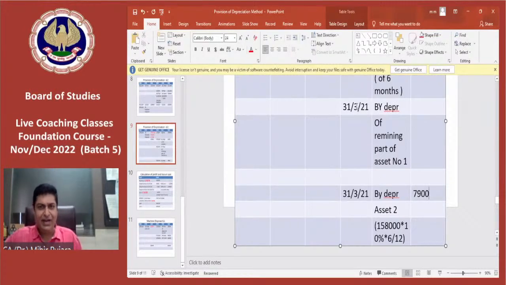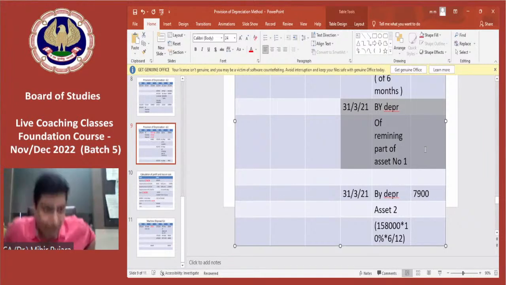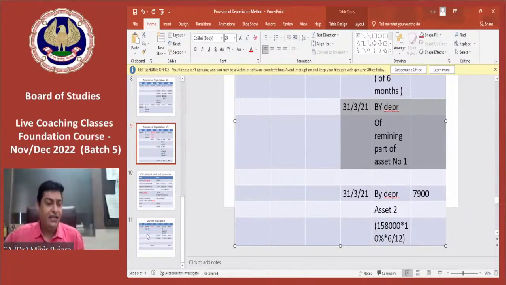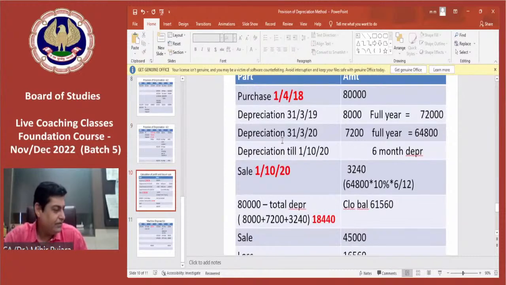Perfect. And now guys, the last and very important point, what will be depreciation of the remaining part of assets which is not sold? Very interesting, very lovely point guys. Okay, now let's calculate this. This is a calculation of this 80,000, what we have sold.